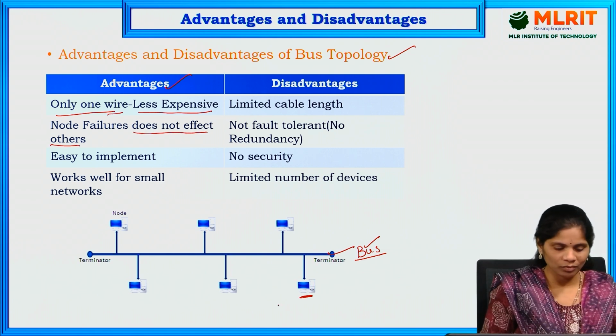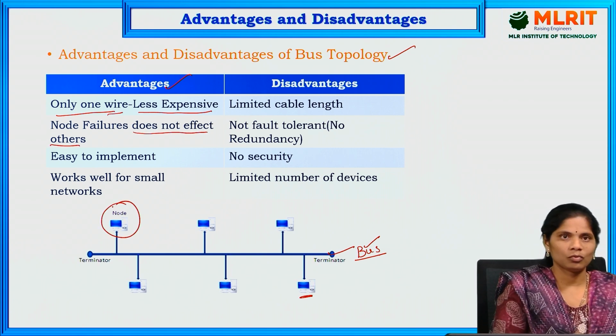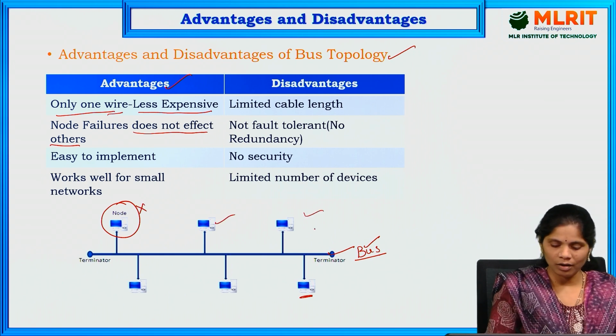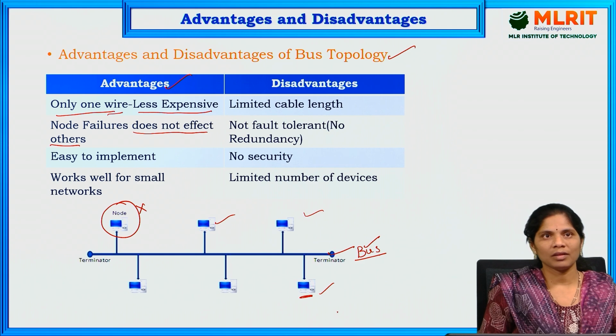Coming to the next one, node failures do not affect the others. Suppose this node fails, there is no effect on all the other nodes. That is, if one node fails, it does not affect the other nodes.